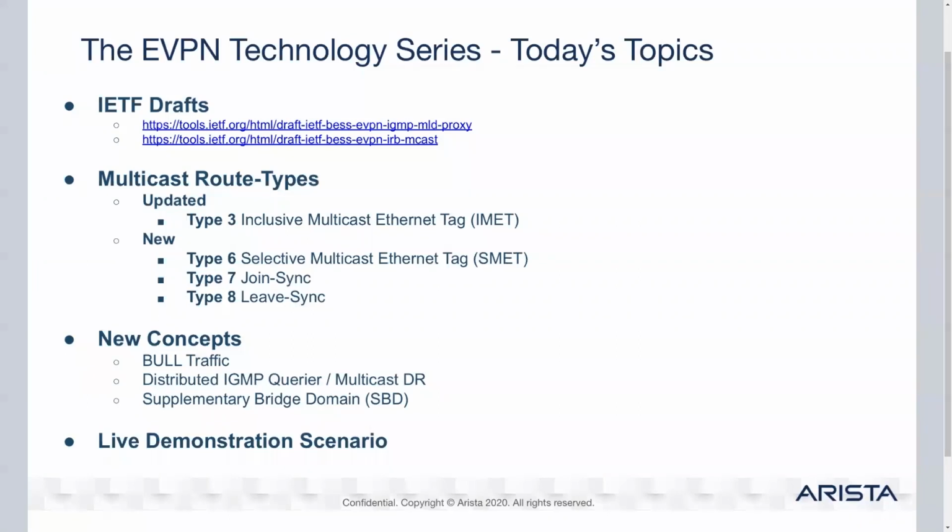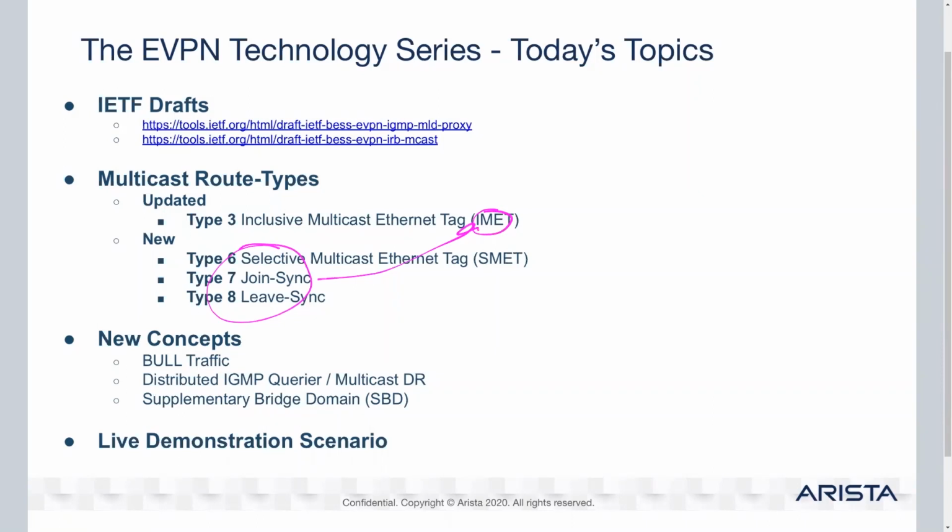But as far as today's topics, the real core focus of today is going to be on 2 IETF drafts, specifically the IGMP MLD proxy and EVPN OISM drafts. Now, throughout today, we'll be introduced to 3 new route types, in addition to one that will get a fresh coat of paint with some new extended communities. And of course, with new route types comes new concepts.